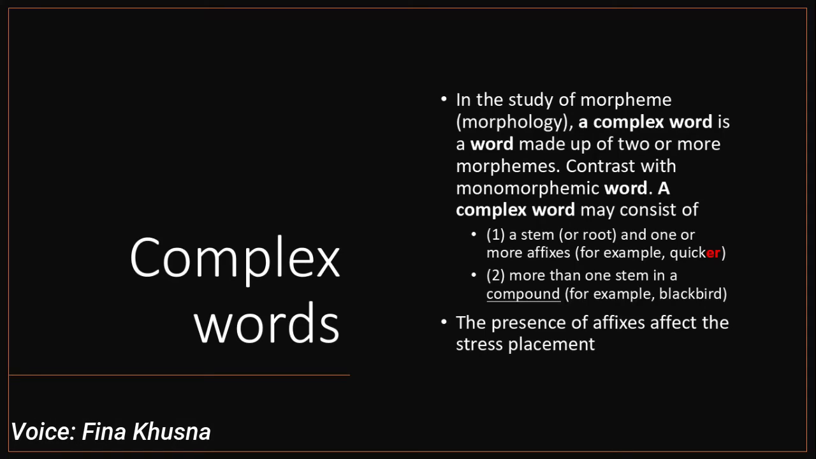Complex words. In the study of morphemes, or morphology, a complex word is a word made up of two or more morphemes. Contrast with monomorphemic word. A complex word may consist of a stem or root and one or more affixes. For example, quicker: quick is a stem and er is an affix. And then more than one stem in a compound. For example, blackbird: black plus bird. It's a compound. The presence of affixes affects the stress placement.